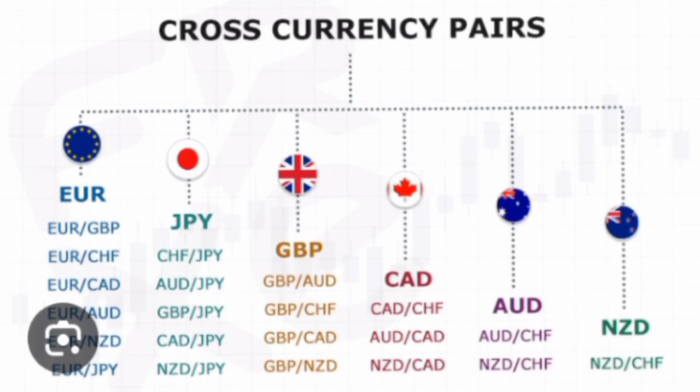Next is CAD, which is Canadian dollar crosses. Examples include CAD/CHF, AUD/CAD, NZD/CAD. Then we have AUD crosses. Examples include AUD/CHF, NZD/CHF, and the last but not the least is NZD crosses, where we have NZD/CHF. All these are examples of cross currency pairs. That is, currency pairs that don't contain US dollars in them. That is cross currency pairs.